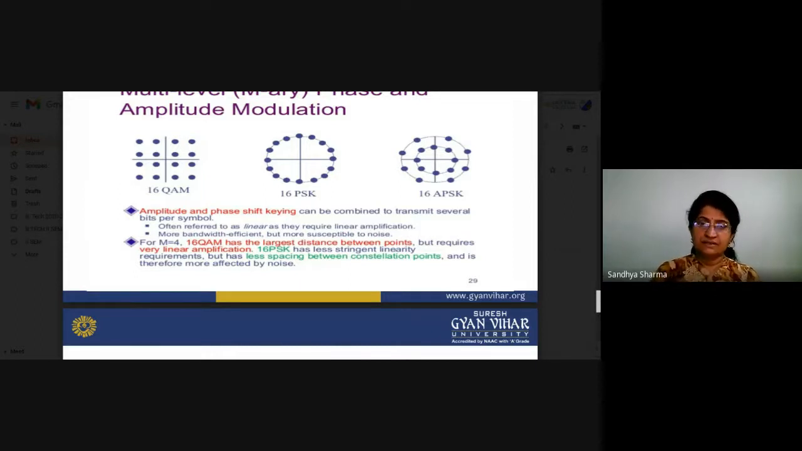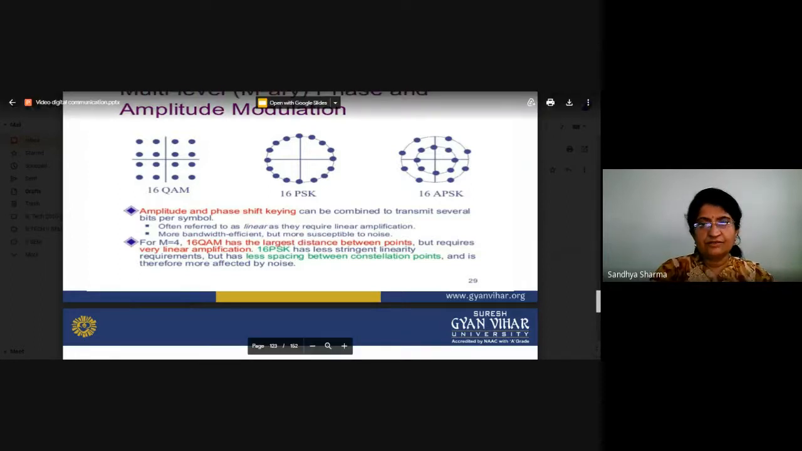You can see here in this diagram the 16 PSK and APSK, and that is the QAM. So that is the 16 amplitude phase shift keying, and this is the QAM, quadrature amplitude modulation.